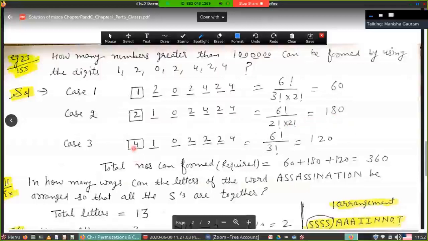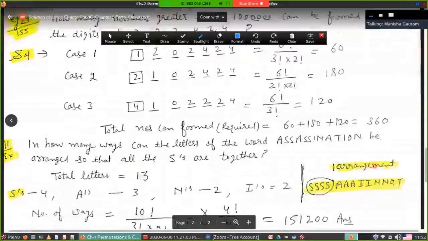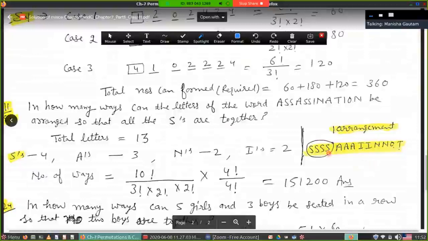When you fix 4 in the box, then 6 factorial upon, number of 2's are 3, 3 factorial, 4 is only once written here. 6 factorial upon 3 factorial, we are getting 120. Total numbers that can be formed are 60 plus 180 plus 120, that is 360.